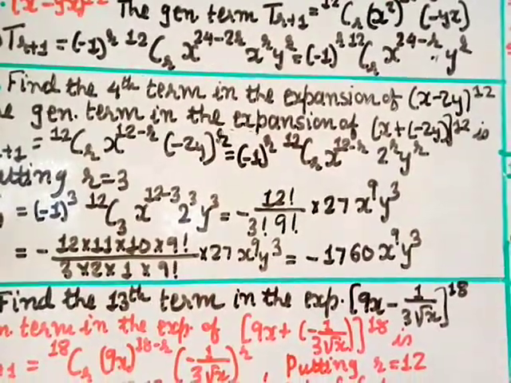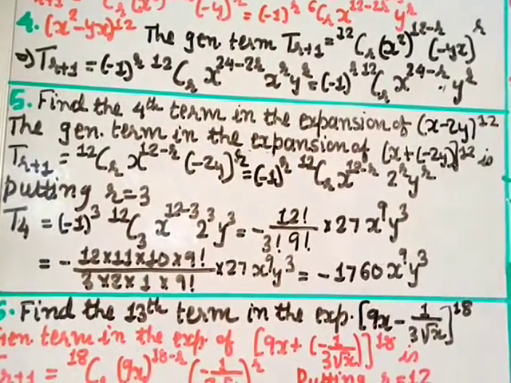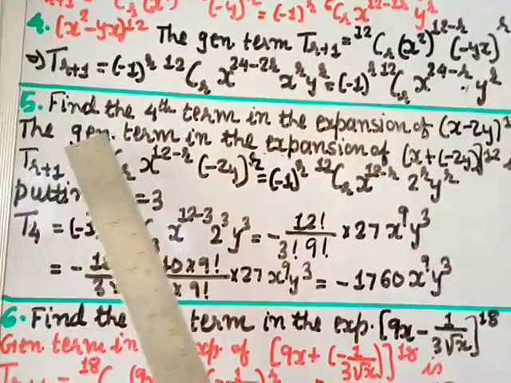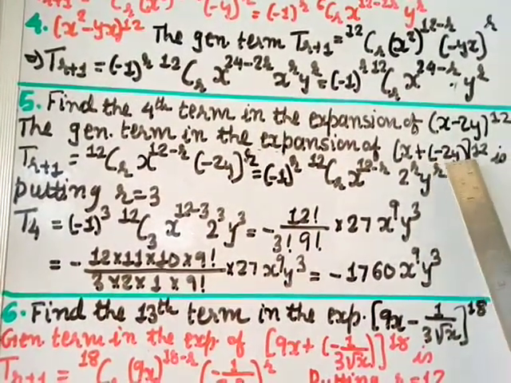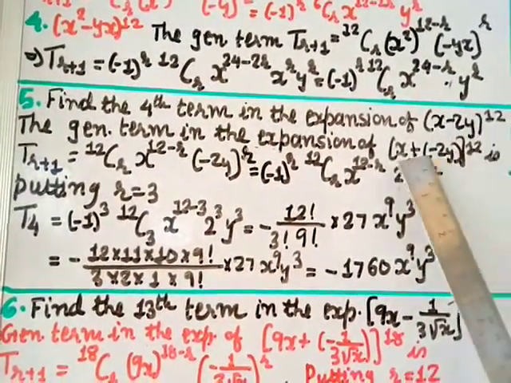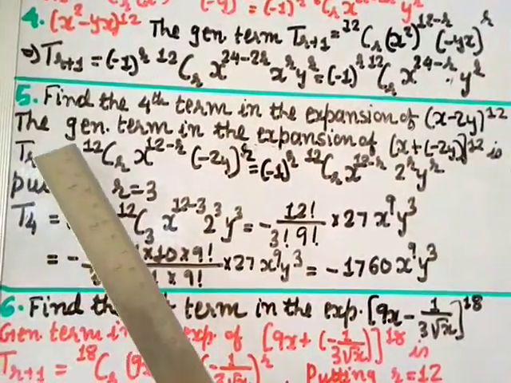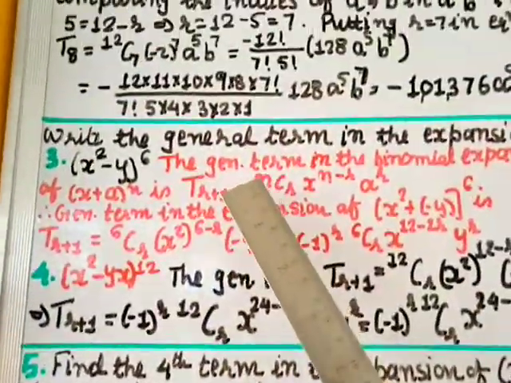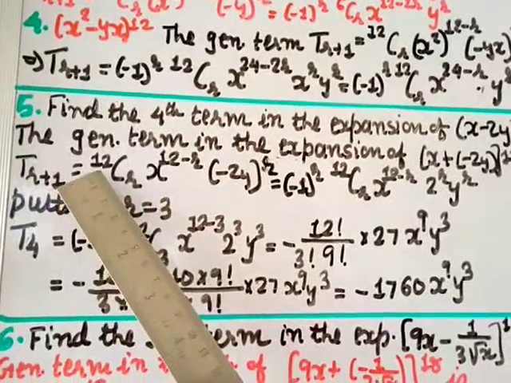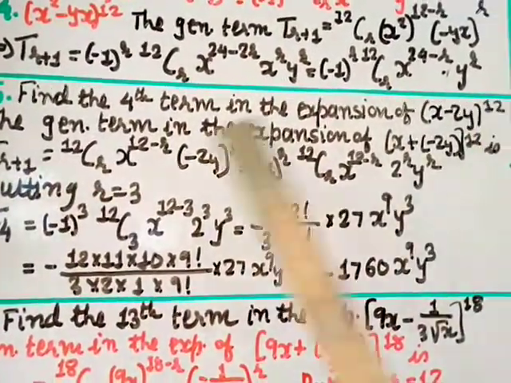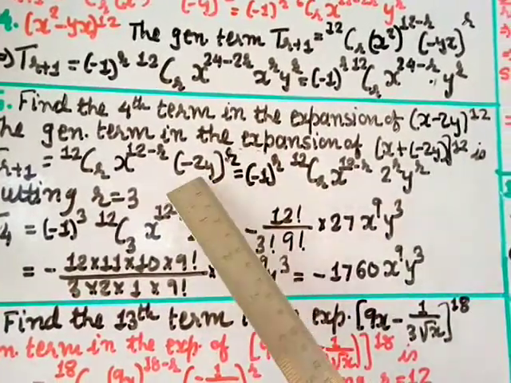Question number 5, find the fourth term in the expansion of (x minus 2y) whole power 12. The general term in the expansion of (x plus (minus 2y)) whole power 12, this minus 2y I am writing as plus into minus 2y, is T(r+1) equal to the same formula which I have used before, this one. I write here, so directly put the value, n is 12 here, so 12Cr x power (12 minus r) into (minus 2y) power r.